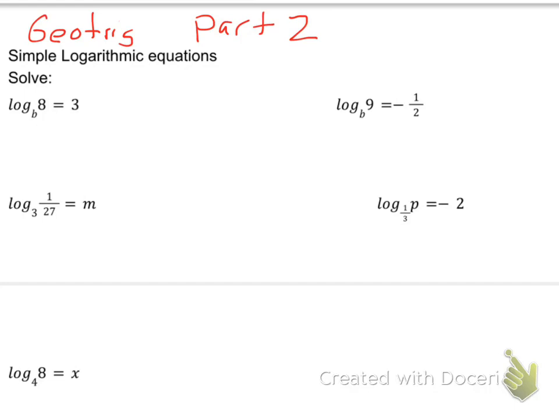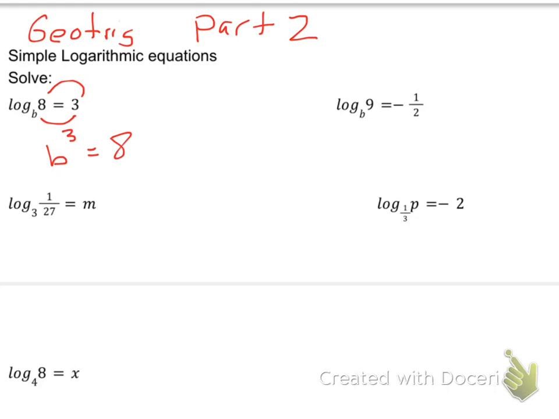So the first technique that we're going to use for today is just switching. Switch it out of log form into exponential form, and things will make a lot more sense. All of these problems are generally set up so that once you switch it, the answer will be fairly obvious. So let's take that first equation, log base b of 8 equals 3. Remember doing the switcheroo, so we get b to the third equals 8.